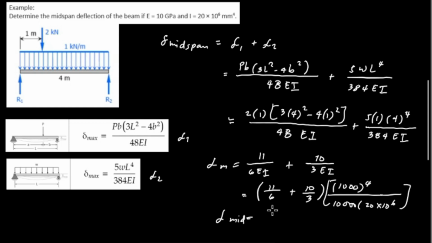And the value for the deflection at midspan is equal to 25.83 millimeter. And this is the answer.